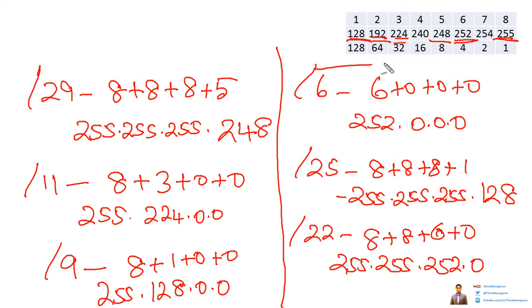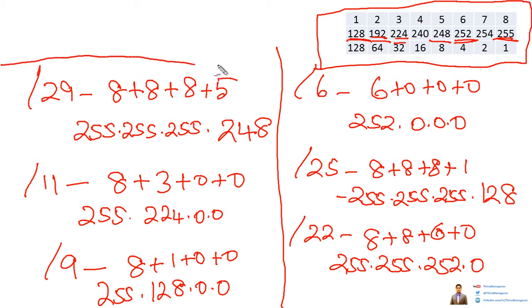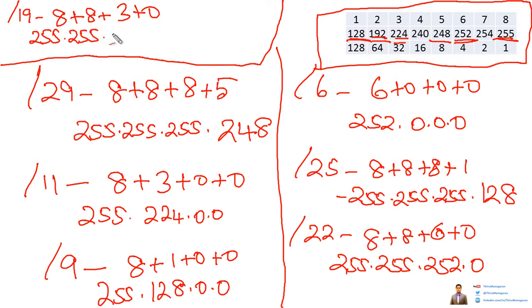So this is the chart. It makes it easy to convert CIDR notation to subnet mask value, because once you memorize this, or once you know how to make this chart, it will make your calculation easy. Let's do a final one for the CIDR notation conversion. Let's say /19: 8 plus 8 plus 3 plus 0. So the subnet mask value would be 255.255, and 3 bits on is 224. So 255.255.224.0.